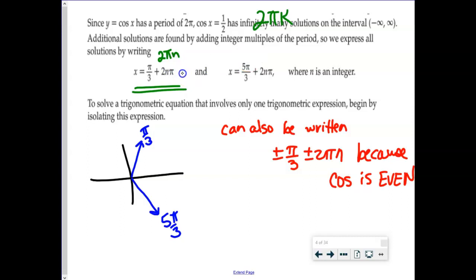So like 1 rotation, 2 rotations, 3 rotations, -5 rotations. Any rotation integer number you throw in there, it's going to bring you back to the same spot. So if they wanted all solutions for this entire problem, you would have to slap that plus 2 pi n onto each one of your answers.